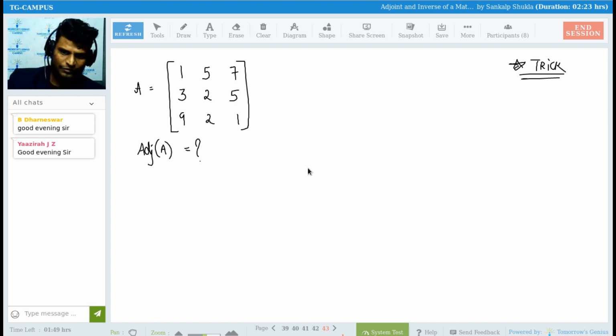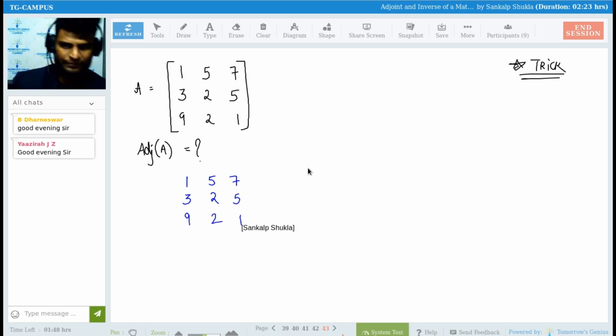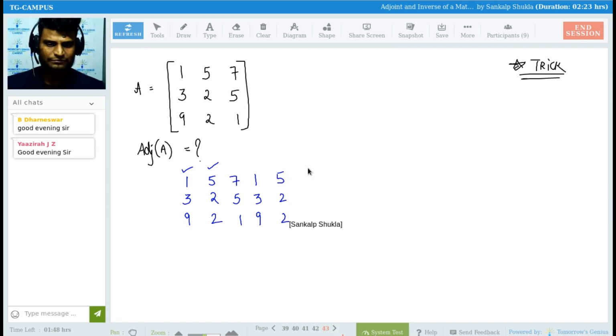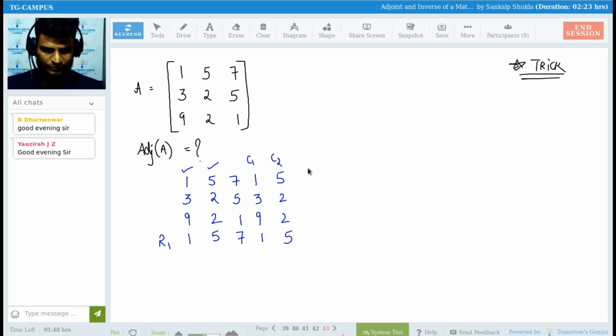So what I'll be doing is, just write this matrix: 1, 5, 7, 3, 2, 5, 9, 2, 1. Are you able to write this? Of course, because this is given in the question only. Now repeat C1 and C2, so you will write 1, 3, 9, 5, 2, 2. Now I will repeat R1 also, so R1 is 1, 5, 7, 1, 5. This is R1. Is this clear to you?